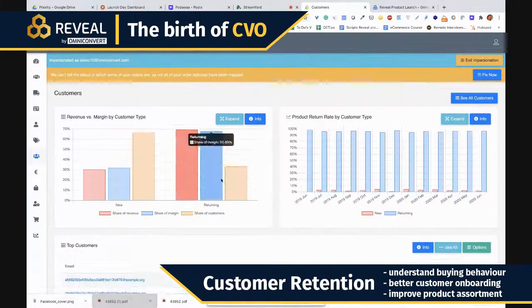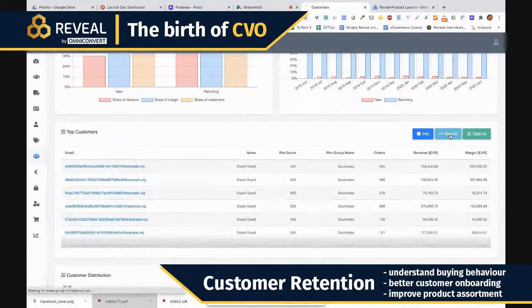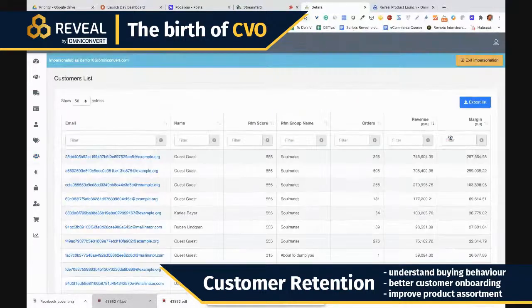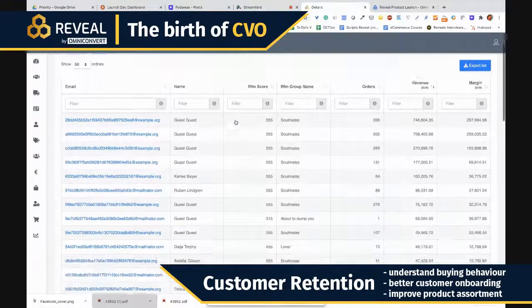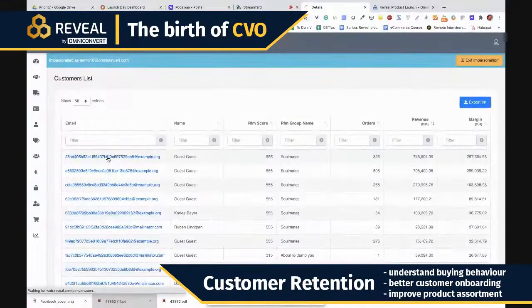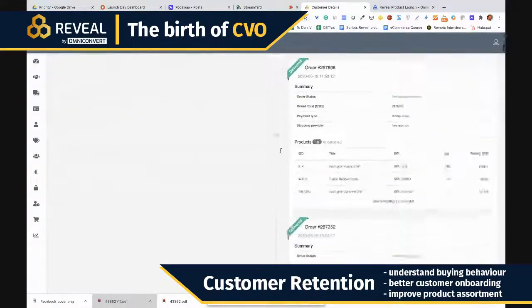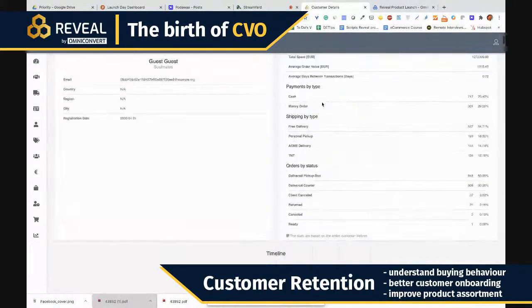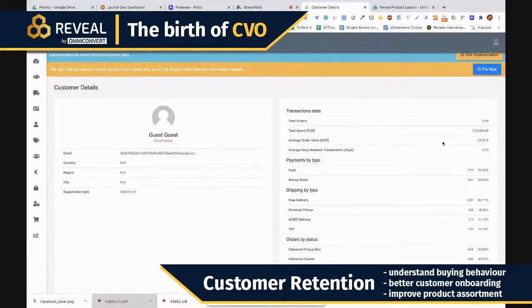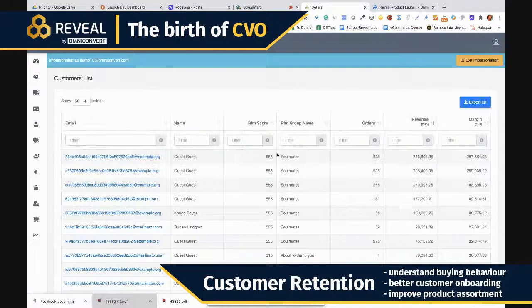You might want to see the product return rate by each customer type, but we thought, okay, what happens if we have all this data and we are not able to change anything? So that's why we've made this part where you'll be able to see the details of each customer, right? You'll be able to see, okay, for a certain customer, how many transactions, what is the average order value, and so on, and which RFM group this customer is from.